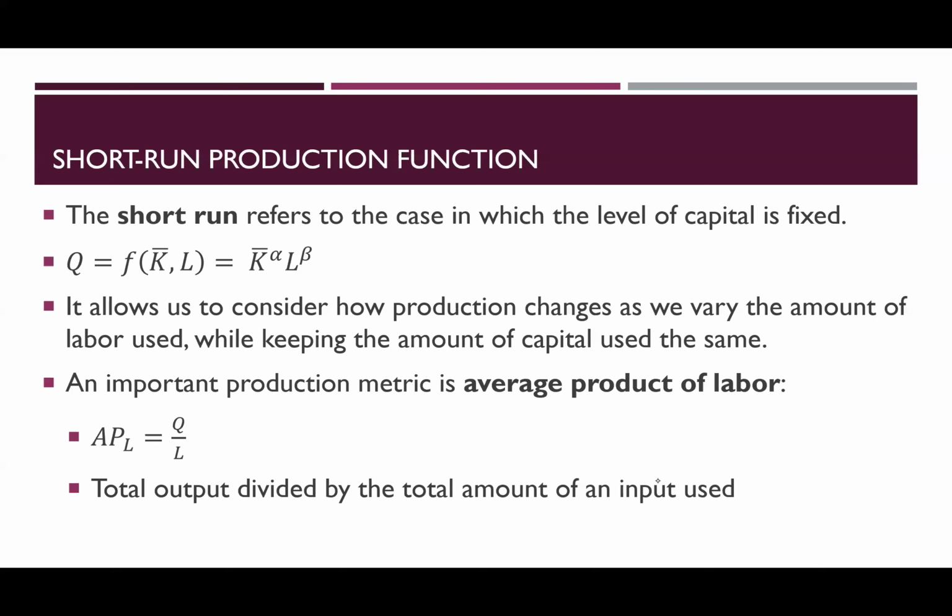Now we're going to turn to the short run production function. So remember, in the short run, we're assuming that capital can't change, that it's fixed. Labor is the only thing that changes. So to represent that, we add this bar over the K to indicate that it's constant, right? It cannot change. And so our production function now includes that bar over the K. So we have output is equal to K bar to the alpha times L to the beta.